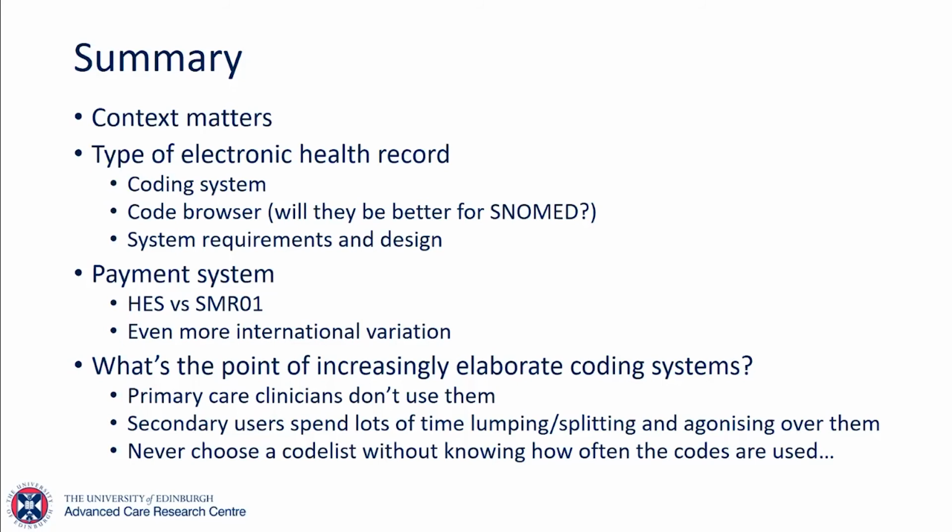The system design matters. We also know that payment system matters. So if you're comparing English and Scottish data, so English HES data, Scottish SMR01 data, in SMR01 you can record 7 ICD-10 codes, which I think was true in HES in the past, but you can now record 18, I believe, and that's to do with payment systems. And so your data will be much richer in England, but is it really any different? Well, probably not. There's even more international variation. If you're in a fee-for-service system, you record loads more codes than if you're in a kind of NHS single-payer system.